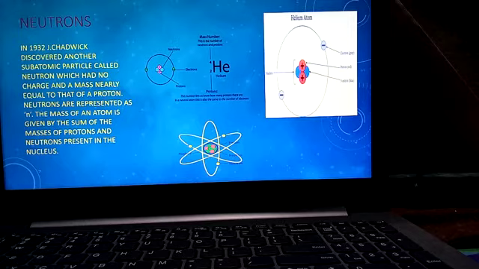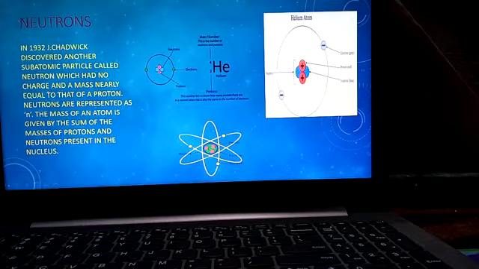So, about neutrons: in the year 1932, James Chadwick discovered another subatomic particle called the neutron, which has no charge. Neutron means it does not have any charge. It is neither a positive charge nor a negative charge.